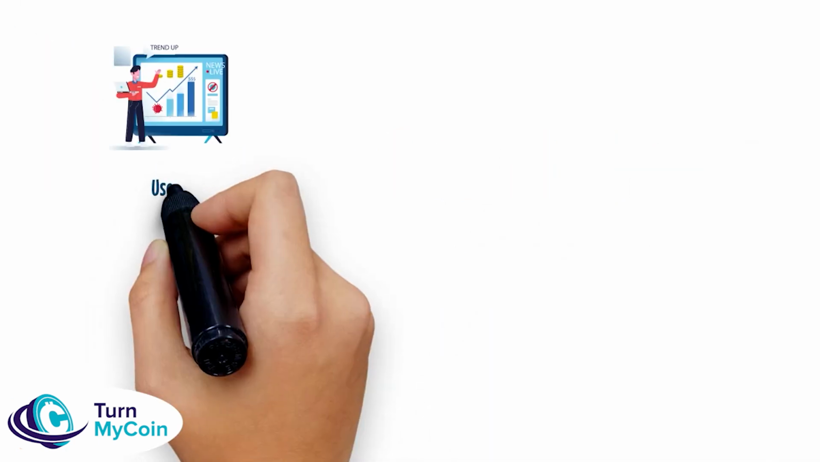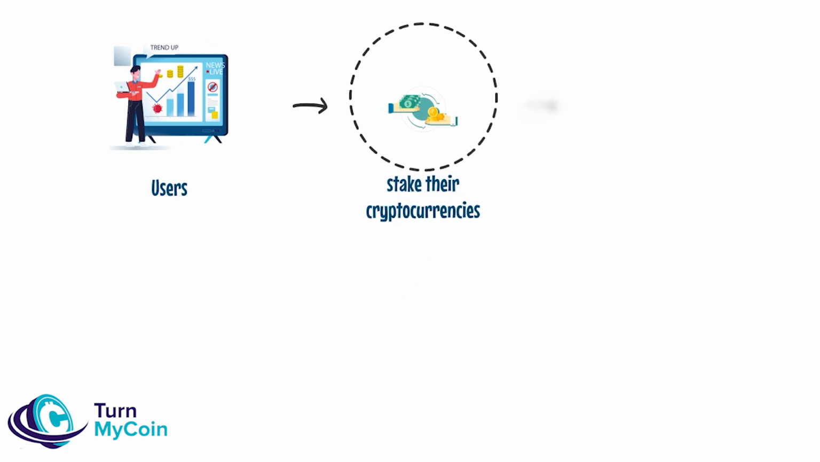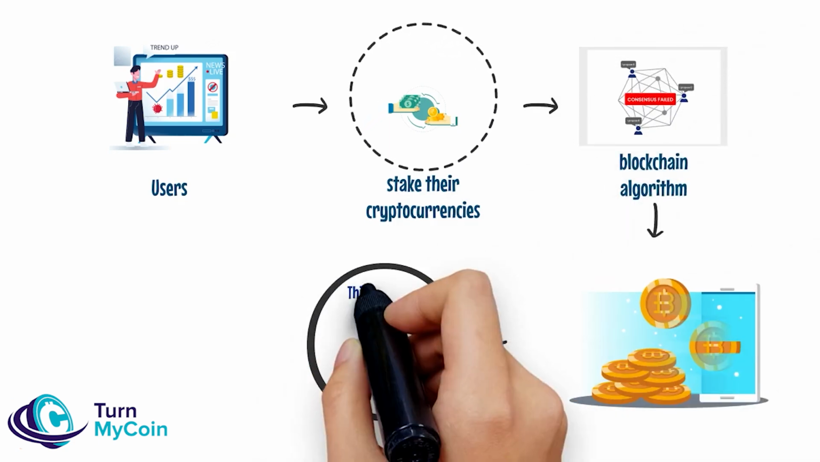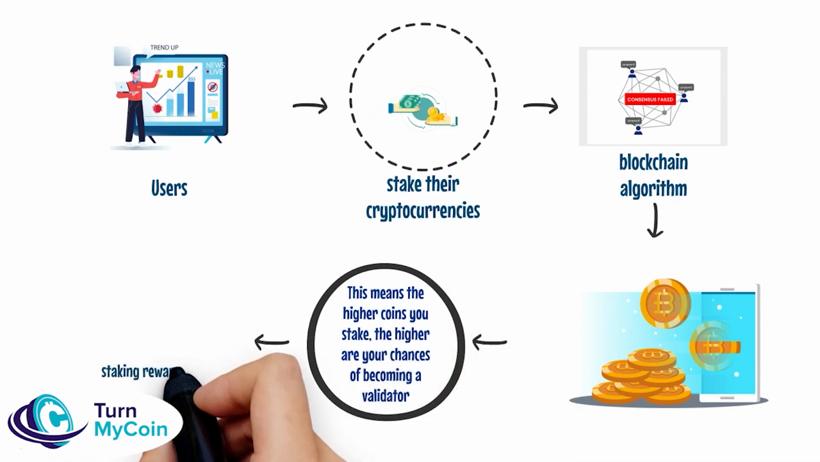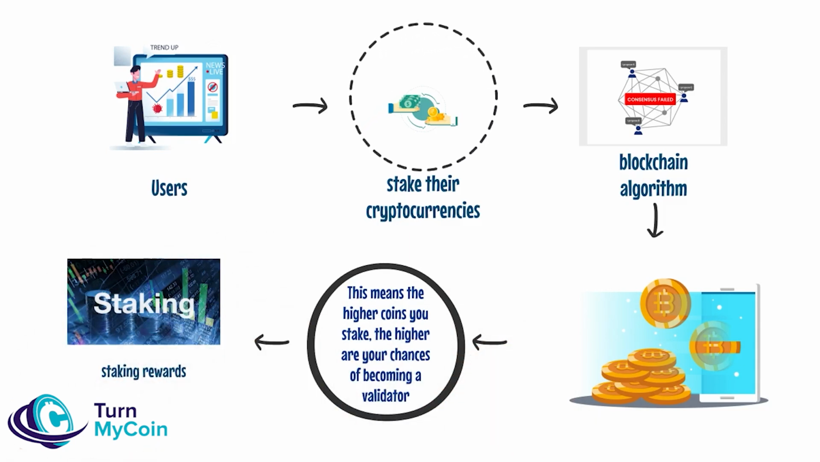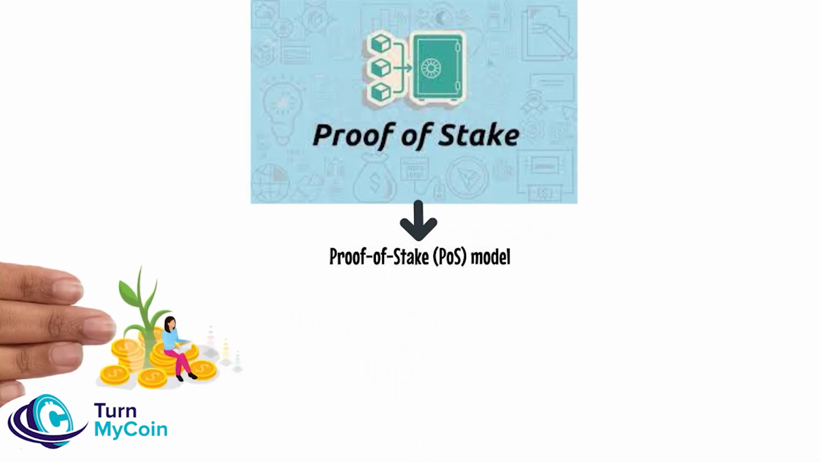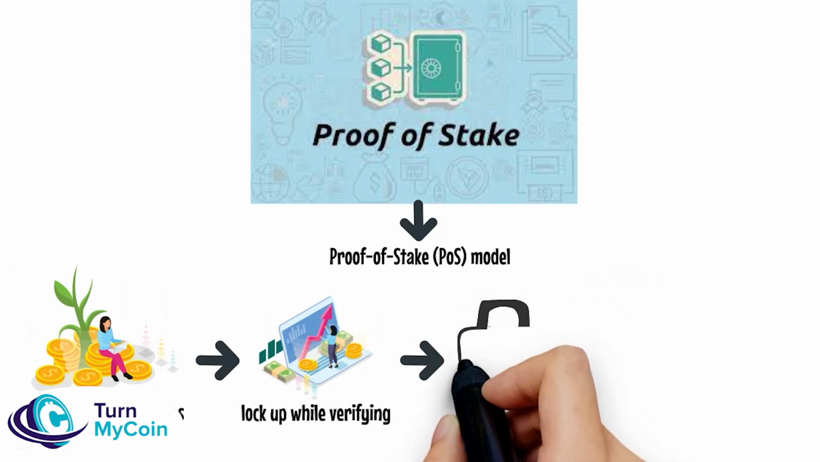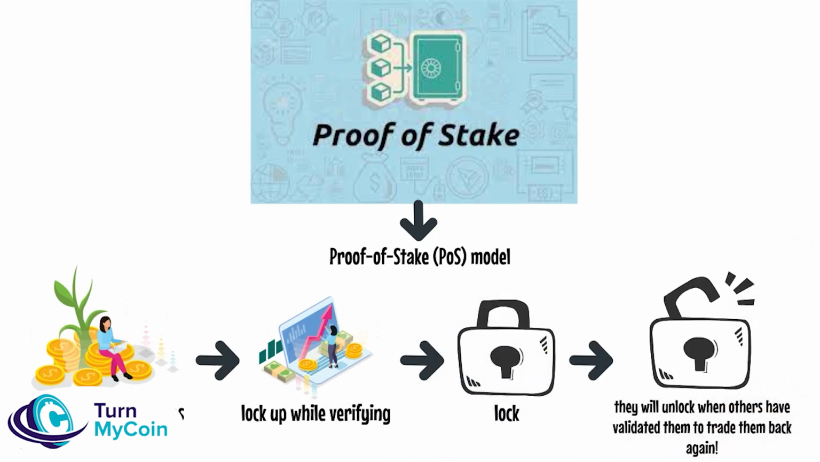Users who stake their cryptocurrencies get a chance to become a validator. The blockchain algorithm selects validators based upon their holdings. This means the more coins you stake, the higher are your chances of becoming a validator. Accordingly, each successful validator will get staking rewards. In the Proof of Stake, POS, model, you can be a validator for transactions. In other words, it means that your coins will lock up while verifying transactions and they will unlock when others have validated them to trade them back again.